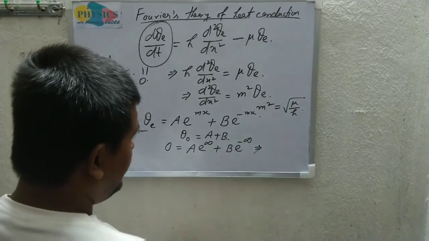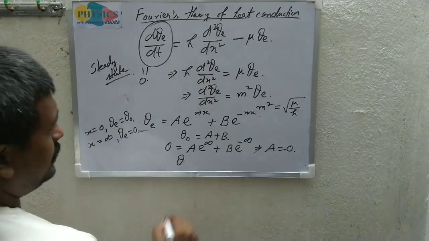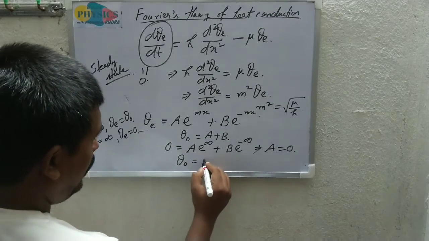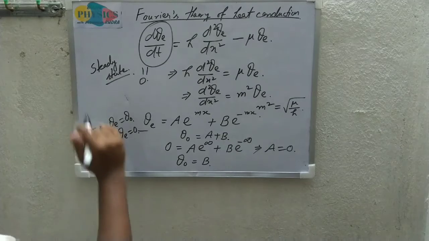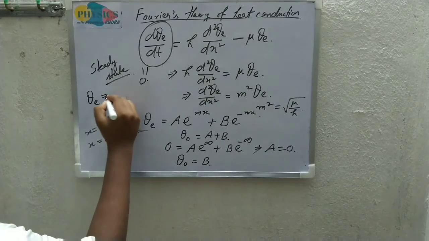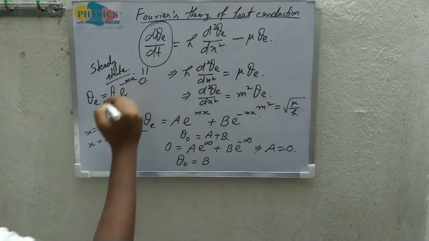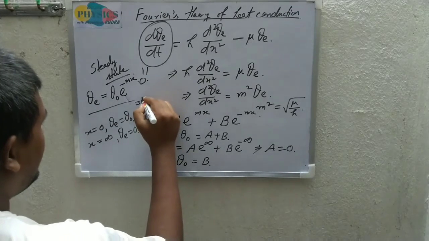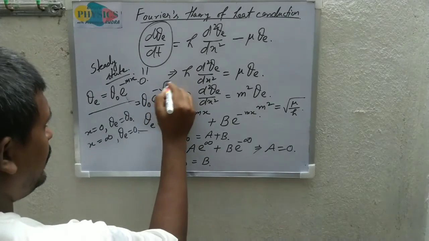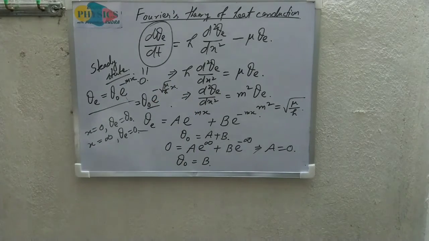Then 0 equals a into e to the power infinity plus b into e to the power minus infinity, and from this we can write a equal to 0. That means theta 0 equal to b. If theta 0 equal to b, then theta e equal to theta 0 into e to the power minus m x. This is the solution, and if we put the value of m here, then theta 0 into e to the power minus square root of mu by h into x is the ultimate solution.